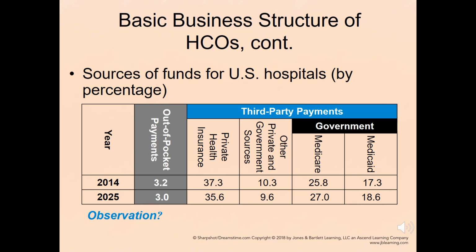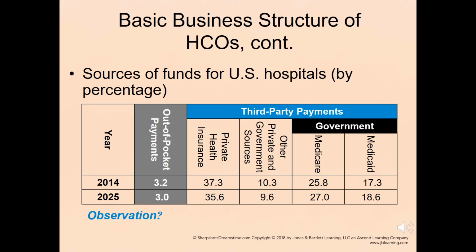In this table, you can see sources of funds for U.S. hospitals by percentage. You see the out-of-pocket payments comprise 3.2% in 2014 and 3% in 2025. Private health insurance made up 35%, almost 36% in 2025 in this projection, and other private and government sources were about 10% in 2014, down just a little bit, to 9.6, almost 10% in 2025. With government creeping up in terms of its percentage of source funding, 27% in 2025 for Medicare and 18% for Medicaid. One observation that you may notice here is the increase in government percentage and the decrease in private.